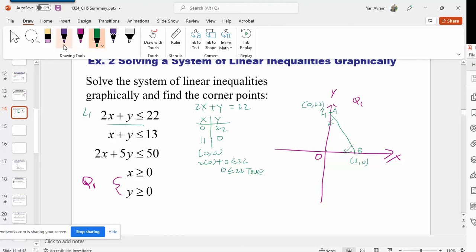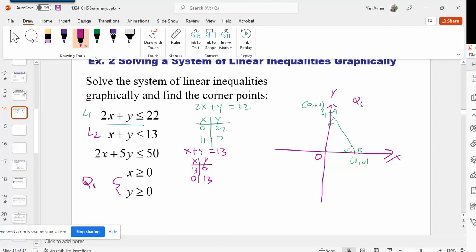And we're going to look at the L2. So for L2 in here we do the same thing, okay? We are going to graph x plus y equal to 13. Again, this has an equal sign, so you're going to have a solid line, right? So you can have x and y. If y is 0, x will be 13. If x is 0, y will be 13, right?